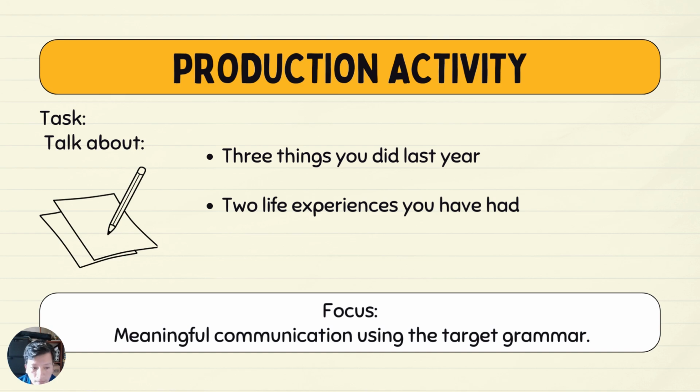Production activity. In this production stage, students complete a communicative text about things they did last year and life experiences they have had. This activity focuses on meaningful communication using the target grammar.